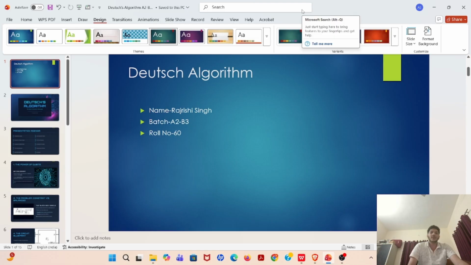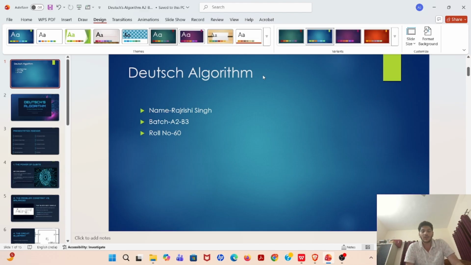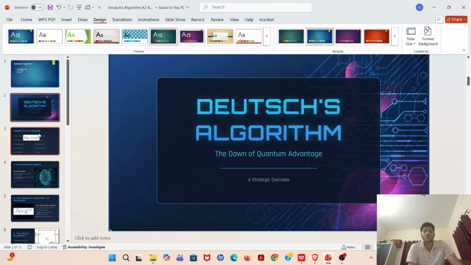Our today's topic is about the Deutsch algorithm. What is the Deutsch algorithm? The Deutsch algorithm is in quantum computers, and let us start with it. What are we going to learn in the Deutsch algorithm?